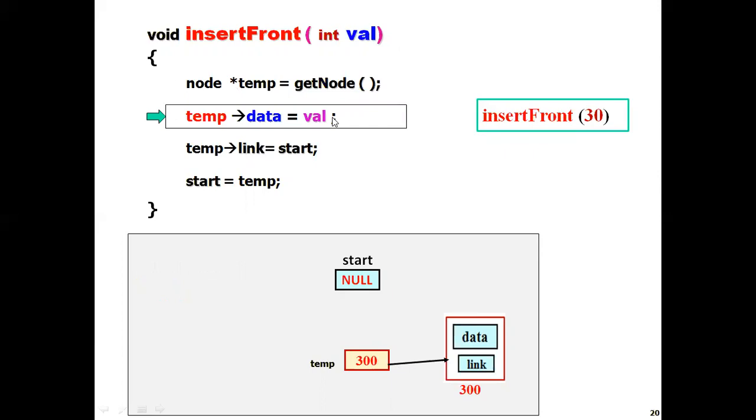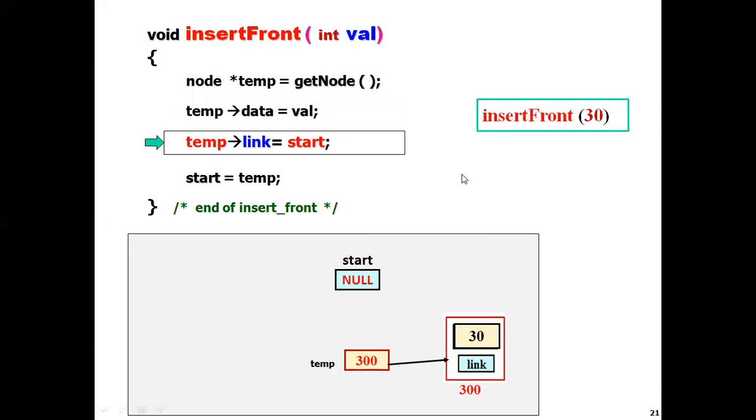Then we'll enter the next line. The next line says temp arrow data equal to val. That means you are using this temp pointer and accessing the data part. How do we access the data part? Simple, temp arrow data. So temp arrow data equal to val means this data part you are changing with val. What is val? Val is 30, which was already passed. So the data part becomes 30. You can see the data part changed to 30. So temp arrow data will be 30.